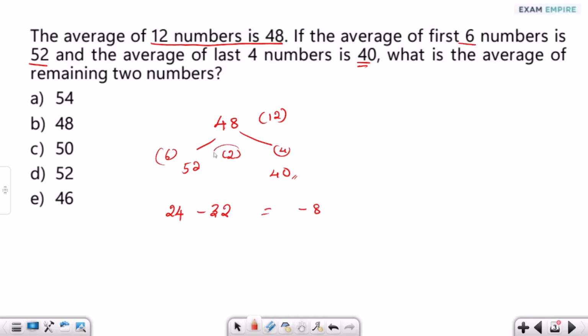How many numbers remain? 2. So divide by 2. Minus 8 by 2 will be minus 4. Then we have to change the sign, so it will be plus 4. The average of the remaining 2 numbers will be 48 plus 4, which is 52. So the answer for this particular one is 52.